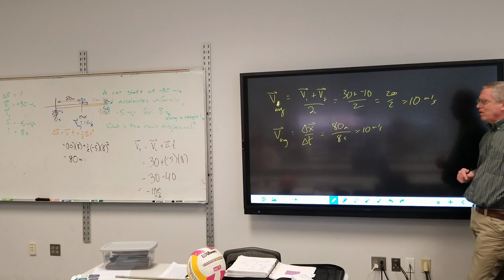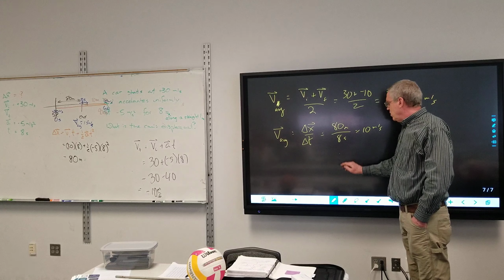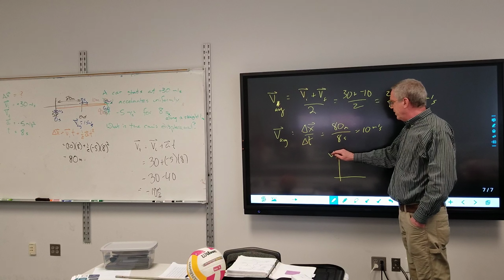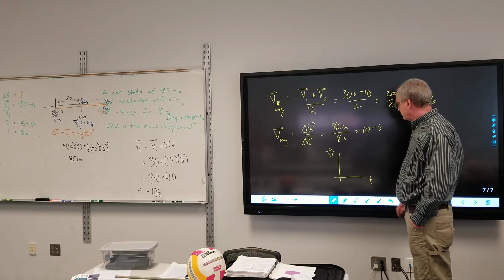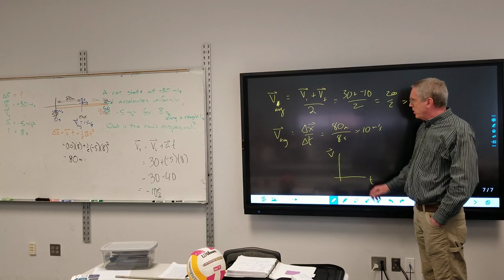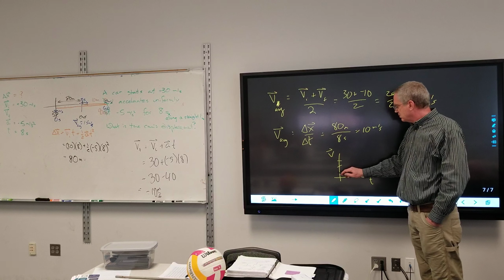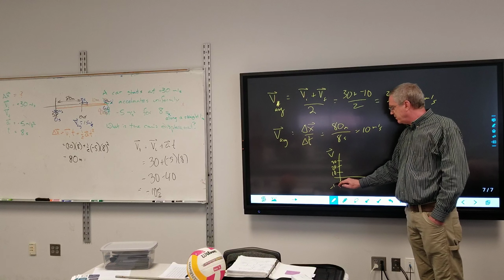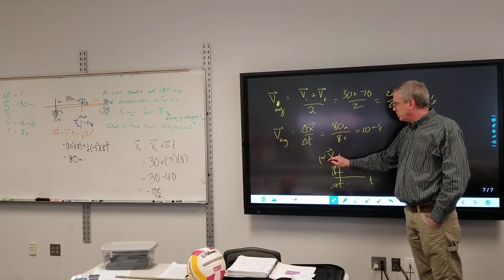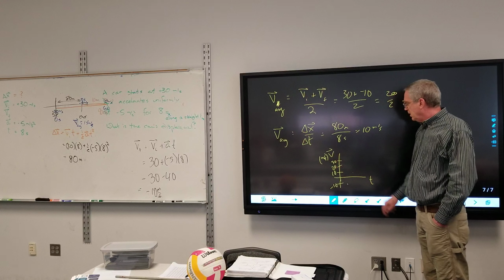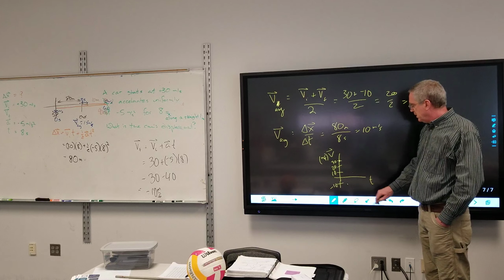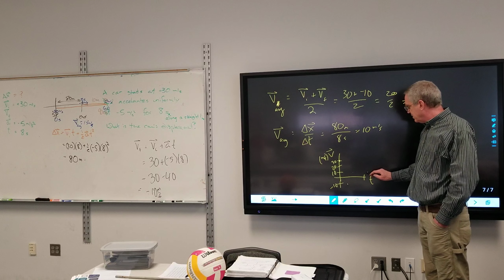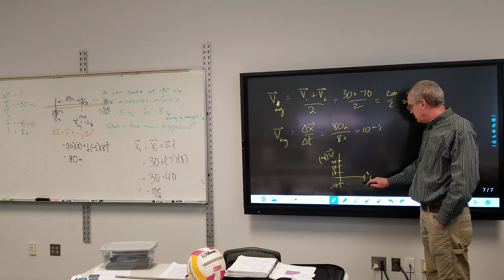Well, let's look at that graph. Let's just start out with a velocity versus time graph. I know I start at 30. So 10, 20, 30, negative 10, and we'll put that in meters per second. I'm starting here. I end up at 8 seconds here.